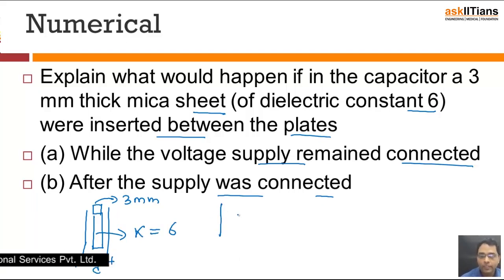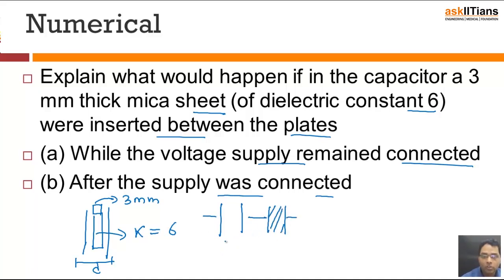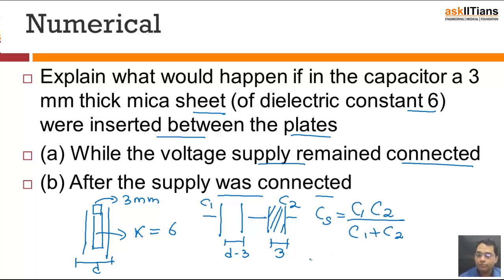So basically you have two capacitances, one having a dielectric and the other without a dielectric. One has a thickness equal to D minus 3, and the other has a thickness equal to 3. Both of them will have the same area of cross section. Since they are in series, we have to use the series formula. Since there are only two capacitances, if C1 is the capacity here and C2 is the capacity here, we'll say C1 C2 divided by C1 plus C2. That is what we have.